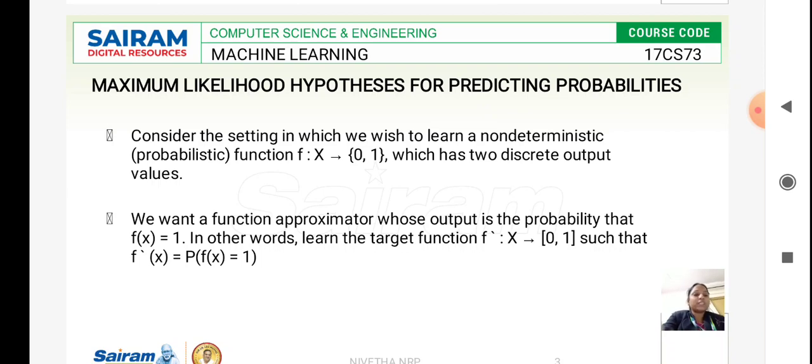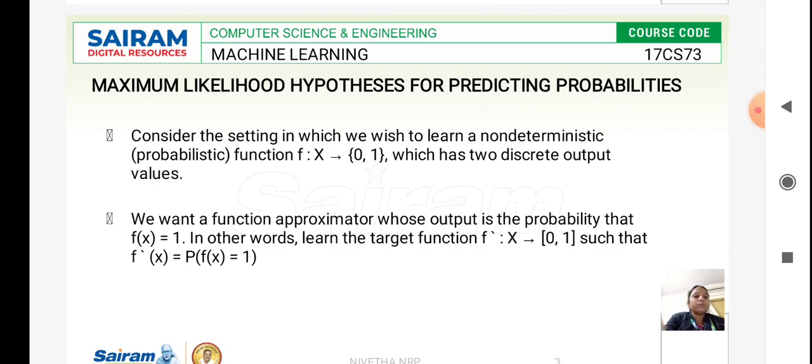So we generally represent this as a non-deterministic function f of x, with output in {0, 1}. We have two events here, and we will have either 0 or 1. This is the general expression to represent a non-deterministic probability. But here we need only the maximum likelihood hypothesis. What is the maximum likelihood hypothesis? Here I want to achieve only the maximum expected, that is, the likelihood hypothesis.